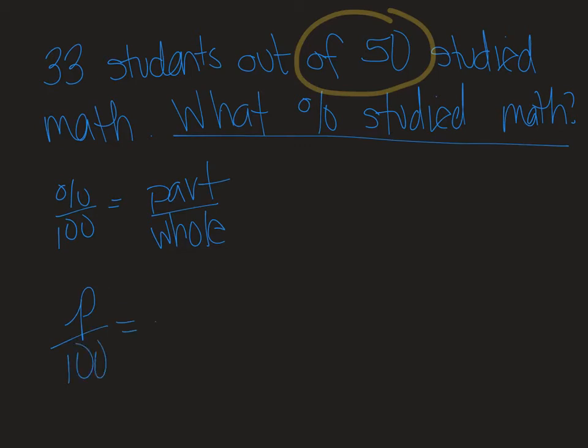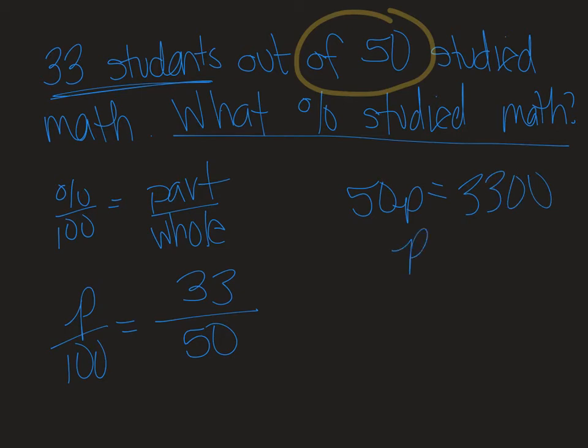100 equals, and then our denominator here is going to be 50. My part is the 33 students out of the 50. So that's my numerator. And now you should be able to cross multiply to solve. So that's going to be 50p. And then you're going to do 33 times 100. That gives you your 3,300, and then divide by 50. And we get 66%.